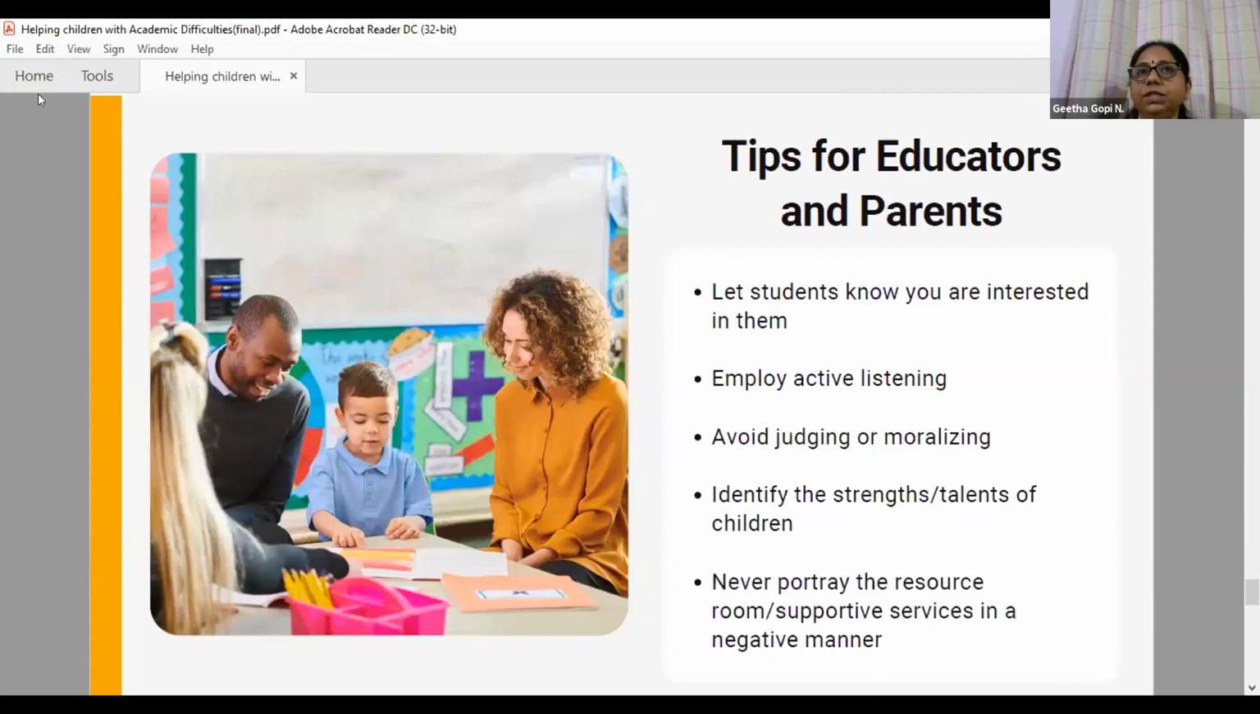Instead of saying, okay, if you don't do this, you'll be sent to the resource room or to the supportive services, instead of that, say that I know you're having difficulties, and the resource room or the remedial supports room can help you. So portraying that space, the special ed setting, in a positive manner really helps the children, the parent, and the other peer group in accepting and seeing the supportive and remedial services in a more positive manner.